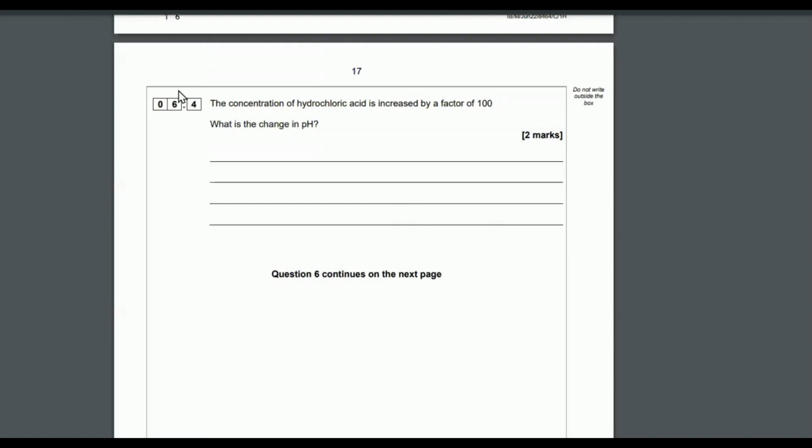Okay, 6.4. The concentration of hydrochloric acid is increased by a factor of 100. What is the change in pH? Let's imagine our hydrochloric acid is, let's just pretend it's pH 1. They're asking you, how many pHs will it change?